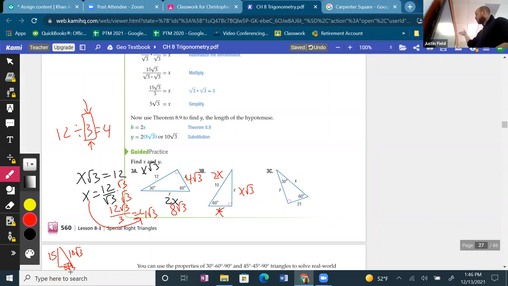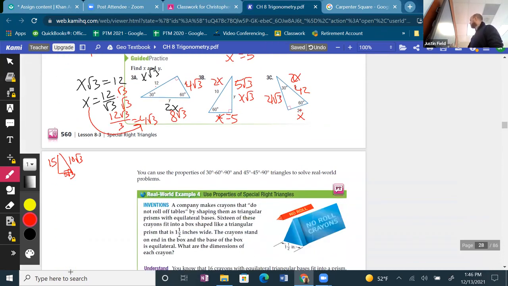So the hypotenuse is 10. That's 2x. 2x equals 10. What does x equal? 5. What is the leg? 5 root 3. In this one, they gave us x. So what is 2x? It's going to be 42. Multiply that number by 2. And then the long leg is 21 root 3. So you'll see 3b and 3c were much easier.